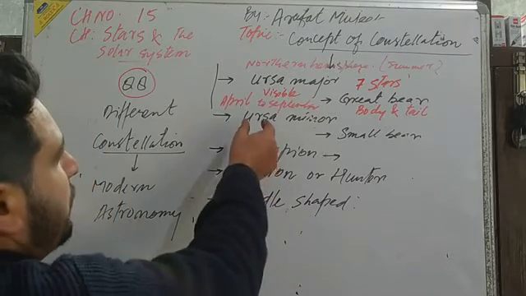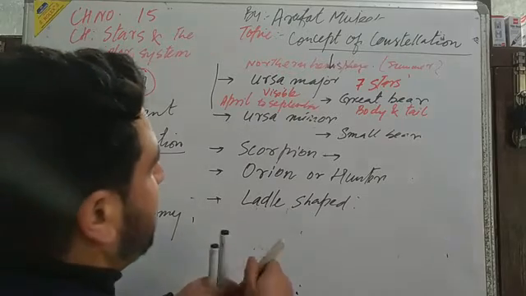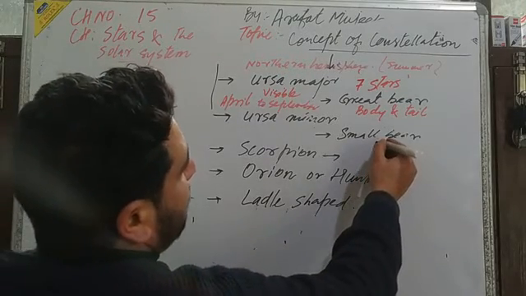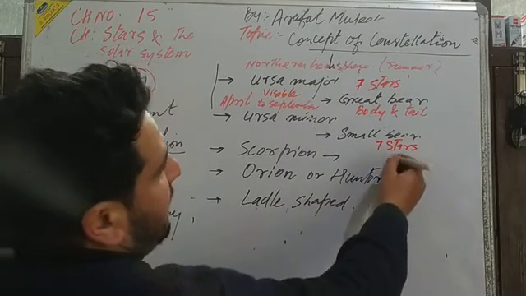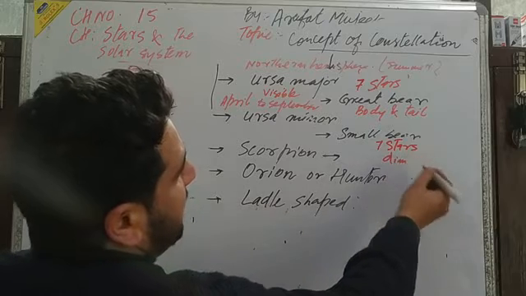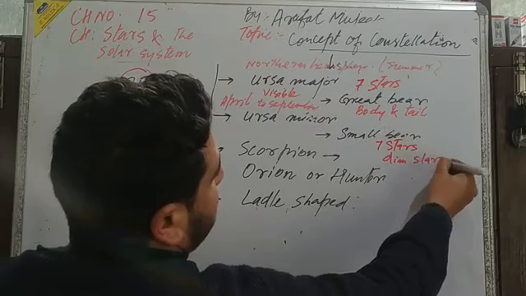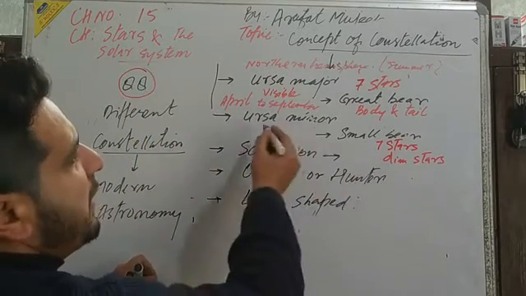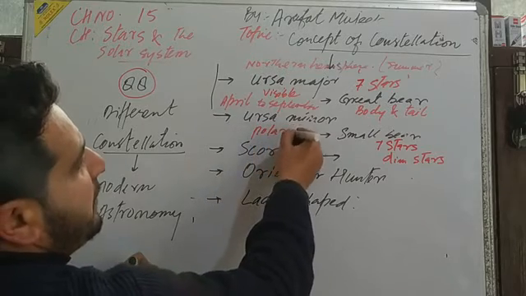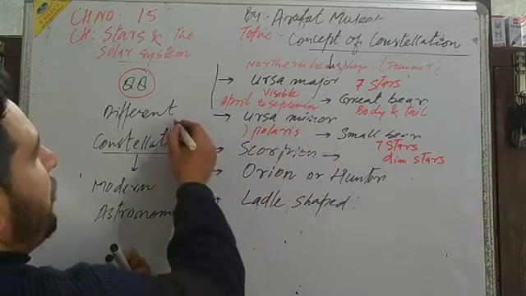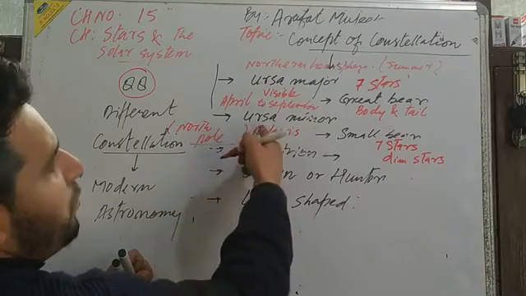अब जो उर्सा माइनर है, it is also known as the small polar bear, and it is made up of 7 stars, and these 7 stars remain dim. They are made of dim stars. And also in this constellation we see a star that is known as Polaris, that is the North Pole star. North Pole star इस constellation में find out होता है.